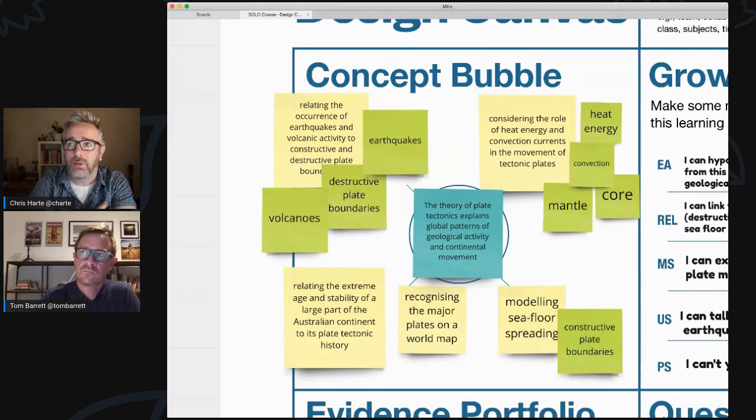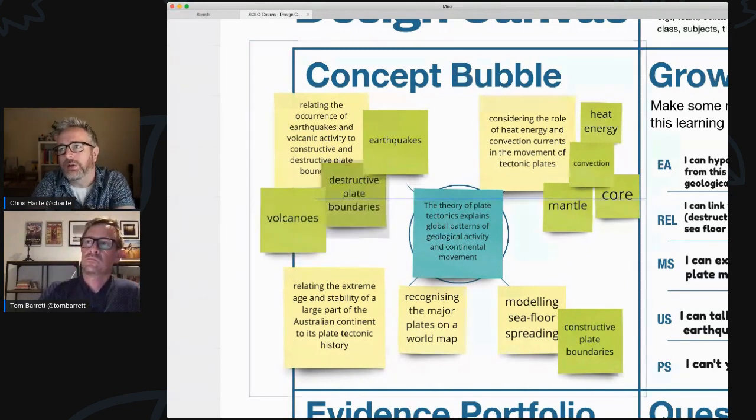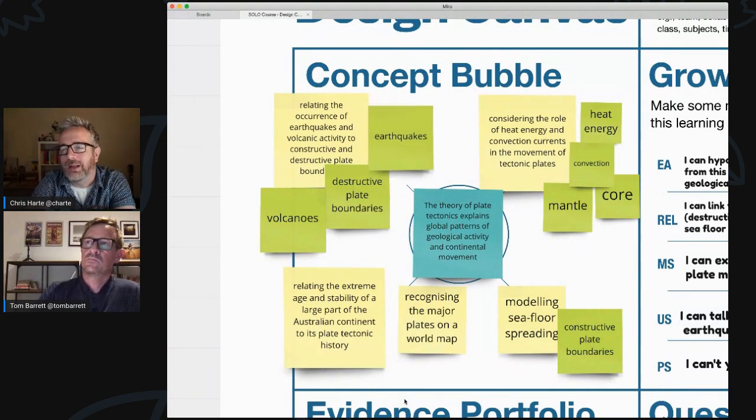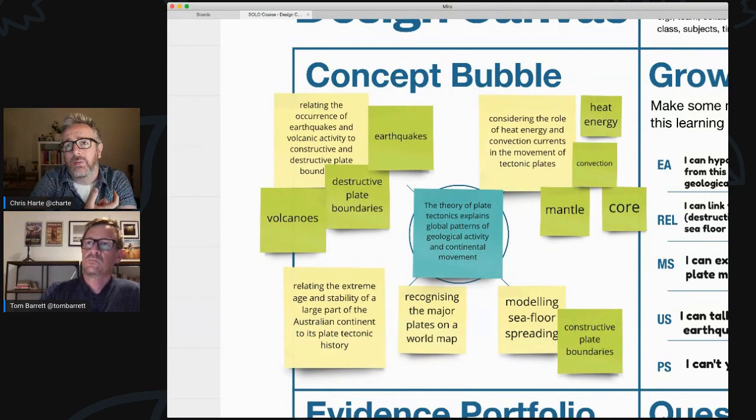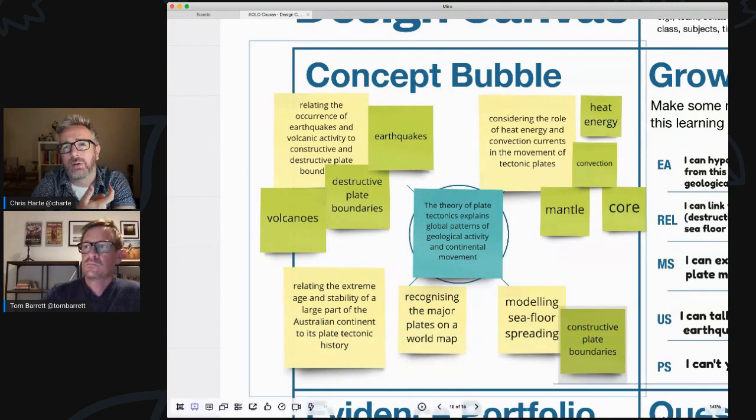Some of it was to uncover the language I would be using with the students and the language they would need to use. Some of that is really specific topic vocabulary, like destructive plate boundaries and constructive plate boundaries, volcanoes, mantle, core. Often those elements give us some really interesting language, the core vocabulary that we want learners to use.